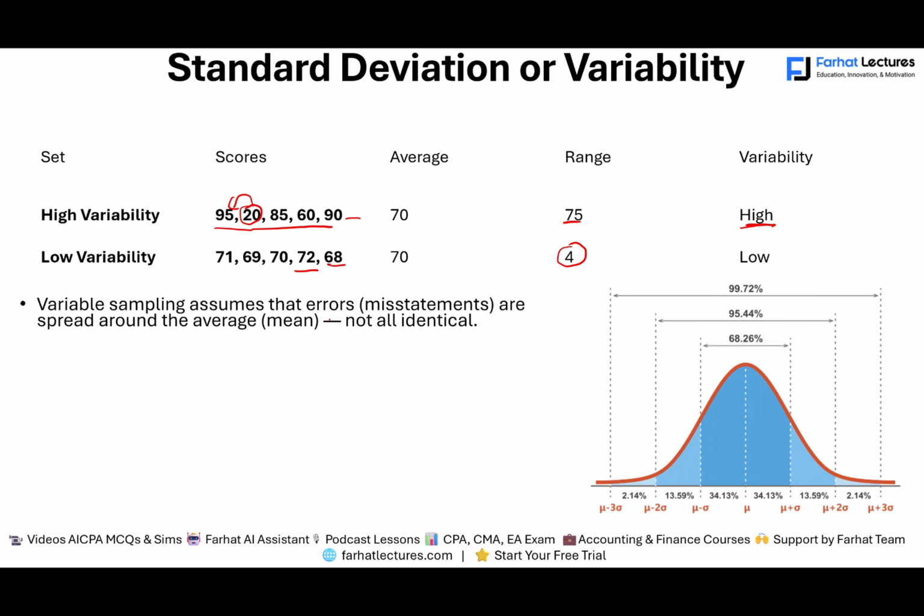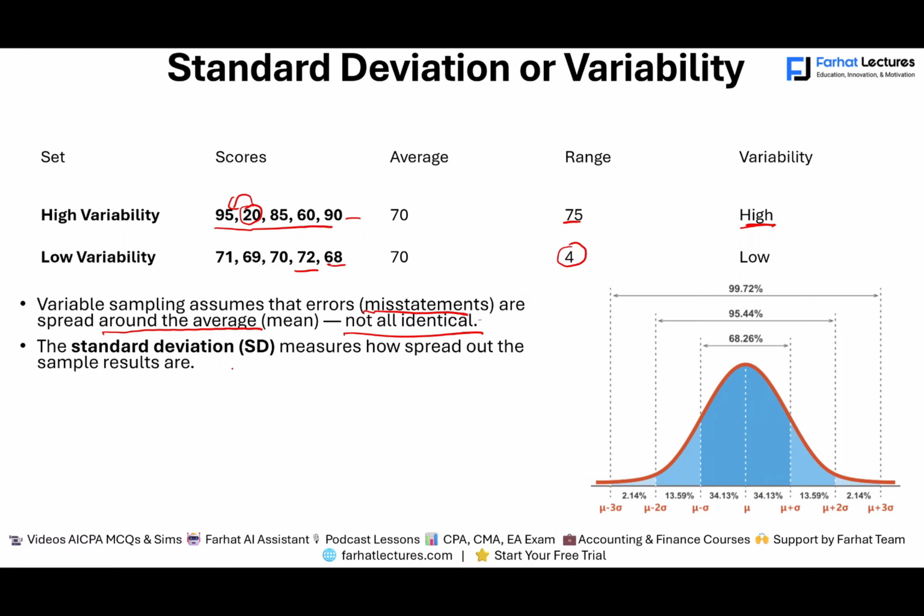Variable sampling assumes that misstatements are spread around the average. So when we do variable test sampling, which we're going to see later and why, we assume that the misstatements are spread around the mean, not very far from the mean. Not all identical, but they are spread around the mean. Now we're going to measure that.